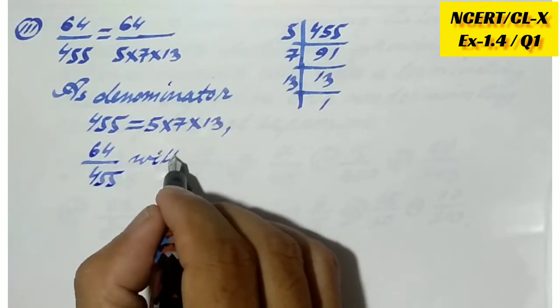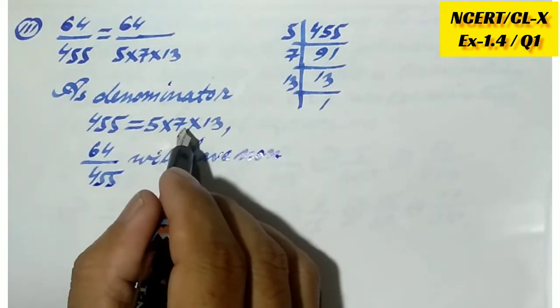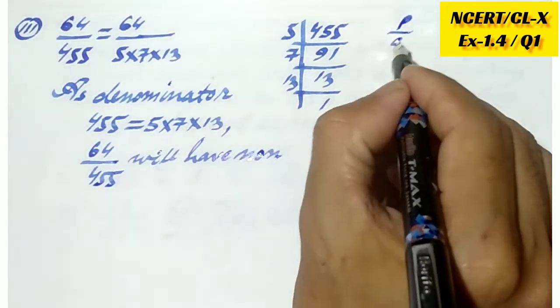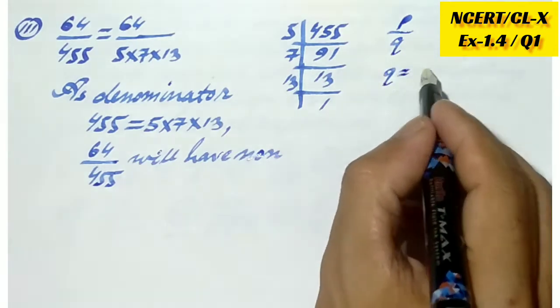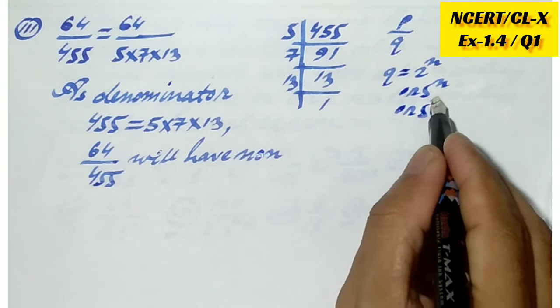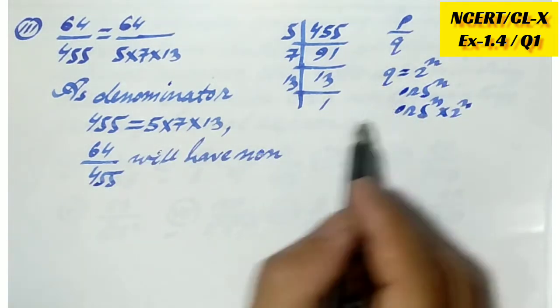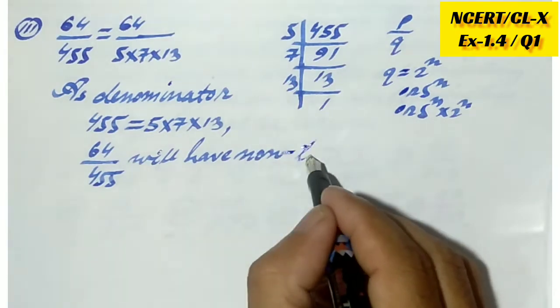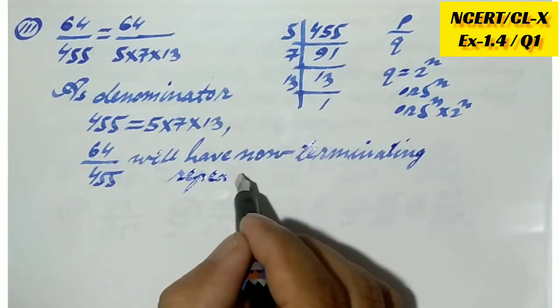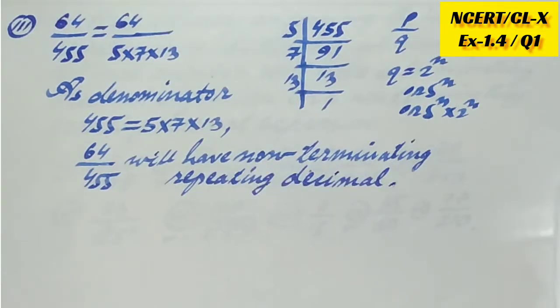455 will have a non-terminating repeating decimal, unlike the previous question, because there are no factors of 2 and 5 only. As I told you, p by q, where q should have a factor of 2 to the power n, or 5 to the power n, or 2 to the power n and 5 to the power n. Here this is different from these conditions. That is why this 64 by 455 will have a non-terminating repeating decimal expansion.